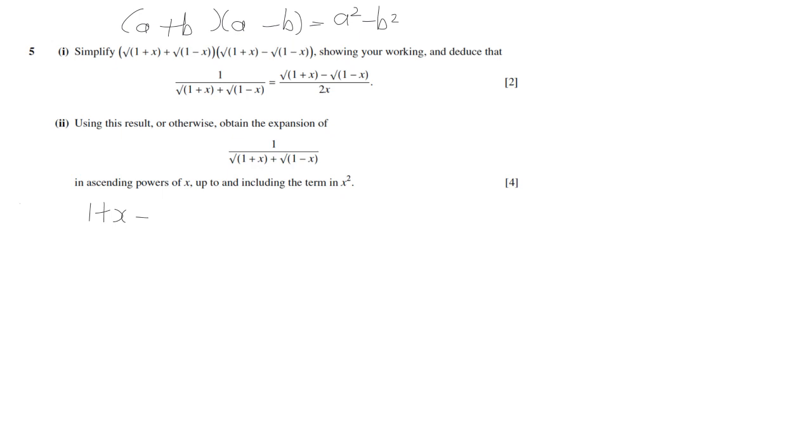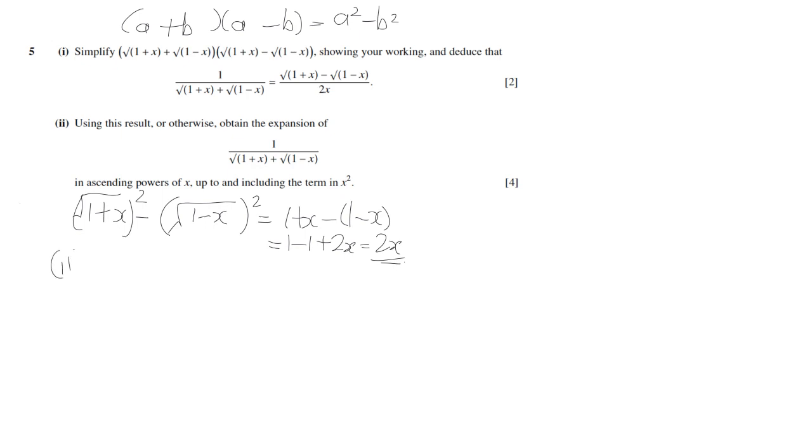so that's a plus b and a minus b, put them together, so this would be square root of 1 plus x squared, and then minus square root of 1 minus x squared, and this is the same as 1 plus x minus 1 minus x. If you simplify this, 1 minus 1, so that's plus x, minus becomes positive, so x plus x is 2x, so that gives you 2x. Okay, so that's proven.